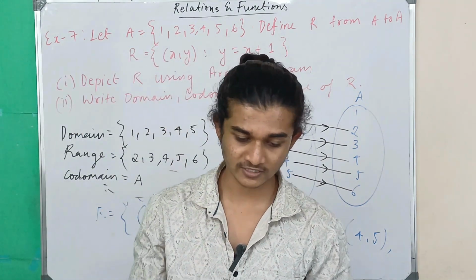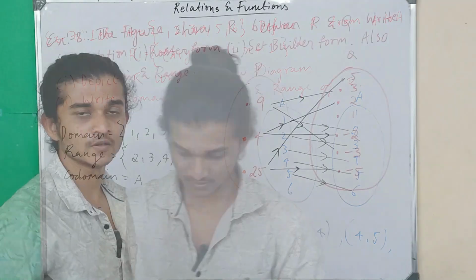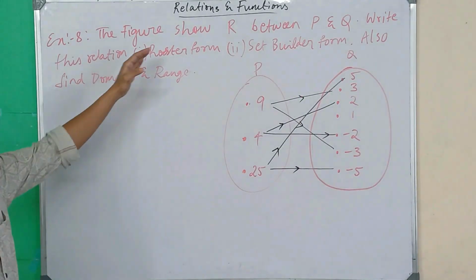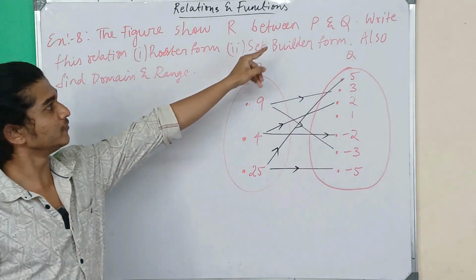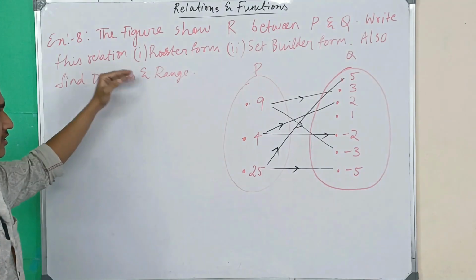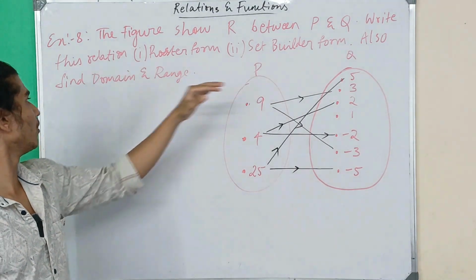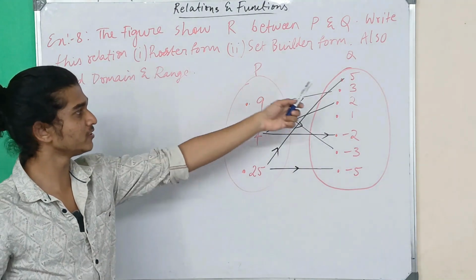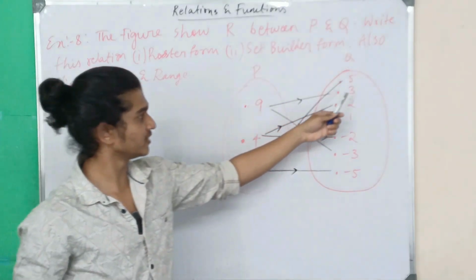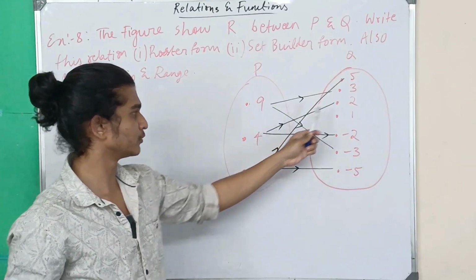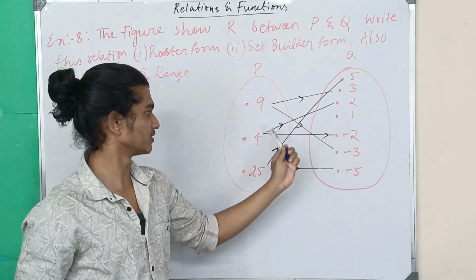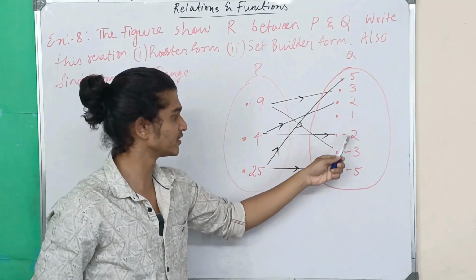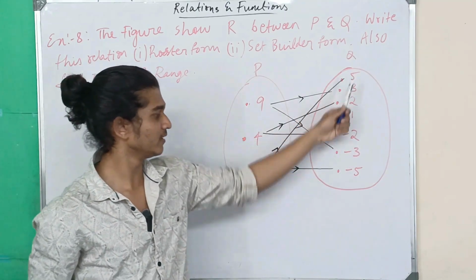So let us try to solve one more problem on this. The next problem is: the figure shows a relation between P and Q. Write the relation in roster form and set builder form. Also find the domain and range. So it's given in the question like this: 9 is related to 3 and minus 3. 4 is related to 2 and minus 2. 25 is related to 5 and minus 5.